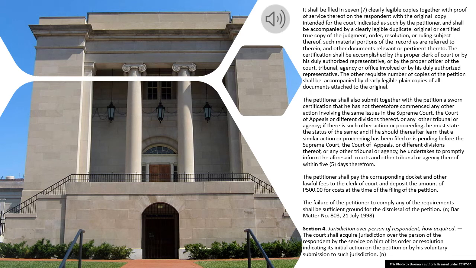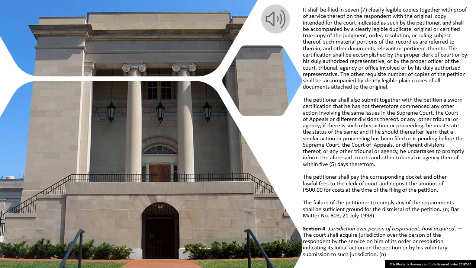It shall be filed in 7 clearly legible copies together with proof of service thereof on the respondent with the original copy intended for the court indicated as such by the petitioner, and shall be accompanied by a clearly legible duplicate original or certified true copy of the judgment, order, resolution, or ruling subject thereof, such material portions of the record as are referred to therein, and other documents relevant or pertinent thereto. The certification shall be accomplished by the proper clerk of court or by his duly authorized representative, or by the proper officer of the court, tribunal, agency, or office involved or by his duly authorized representative.